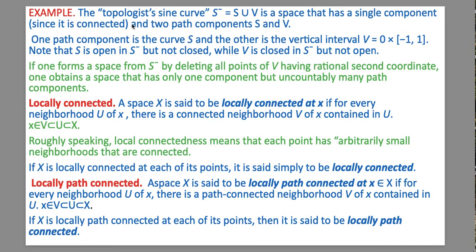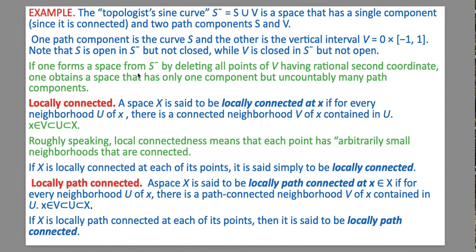One more example: the topologist's sine curve S bar equal to S union V is a space that has a single component because it is connected, and two path components, S and V. One path component is the curve S and the other is the vertical interval V equal to {0} cross [-1, 1]. We notice that S is open in S bar, the topologist's sine curve, but not closed, while V is closed in S bar but not open.